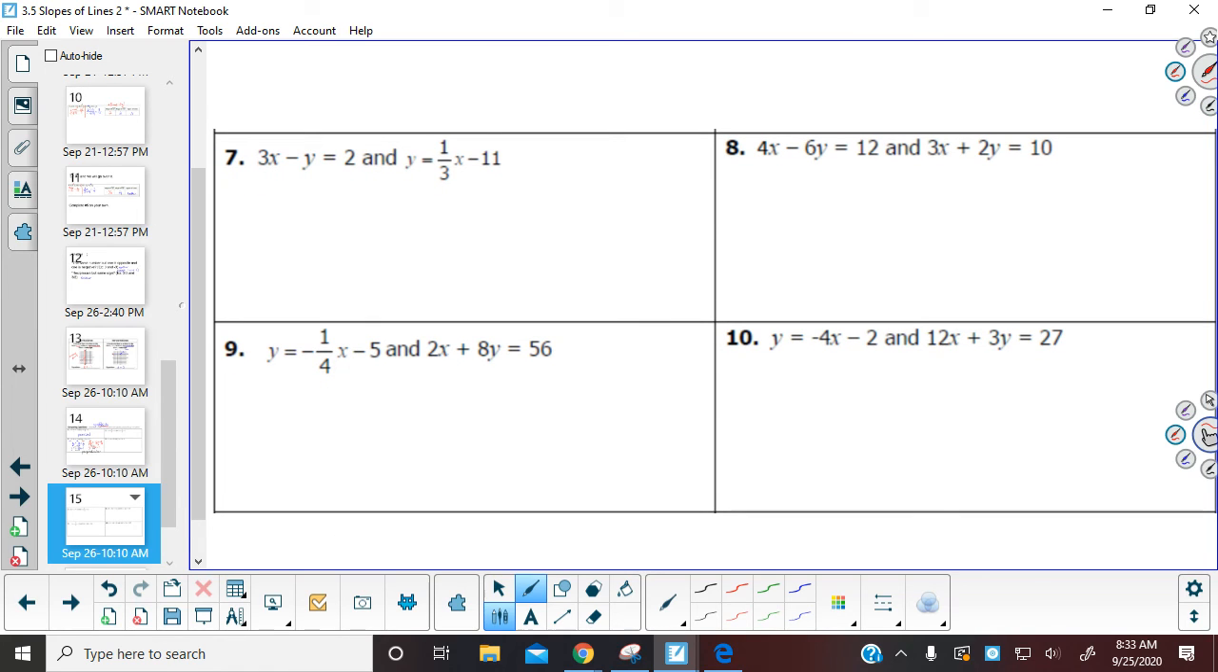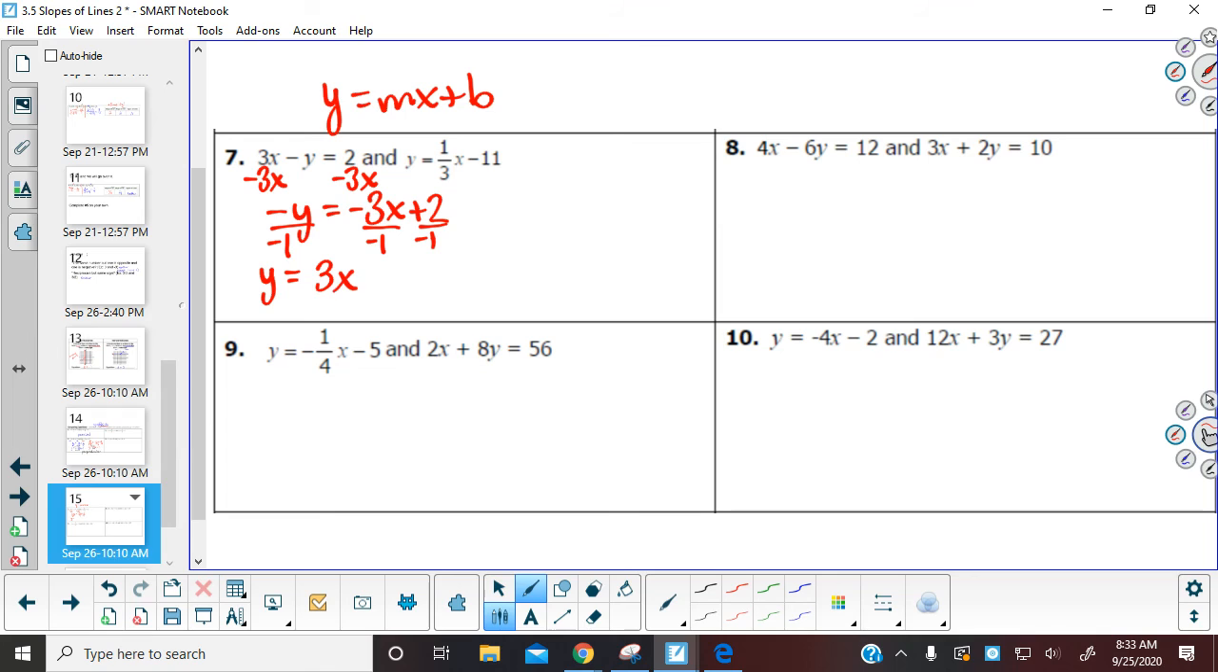So number 7, again, you want to get it into that y equals mx plus b format. So I'm going to subtract 3x from each side. Notice I'm not combining the 3x and the 2. They're not like terms, so I cannot combine them. Divide everything by negative 1 to get the y to be positive. So we have y equals a positive 3x minus 2.